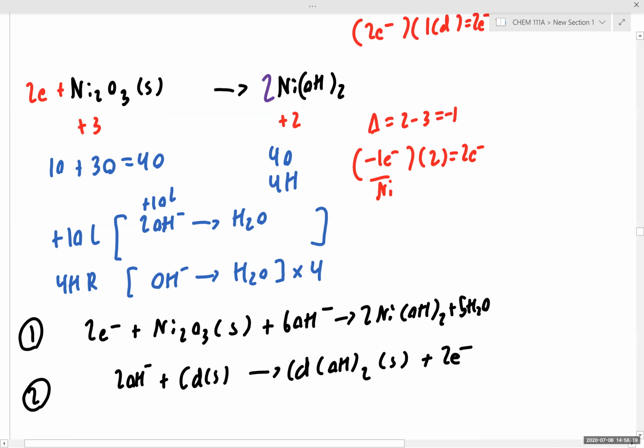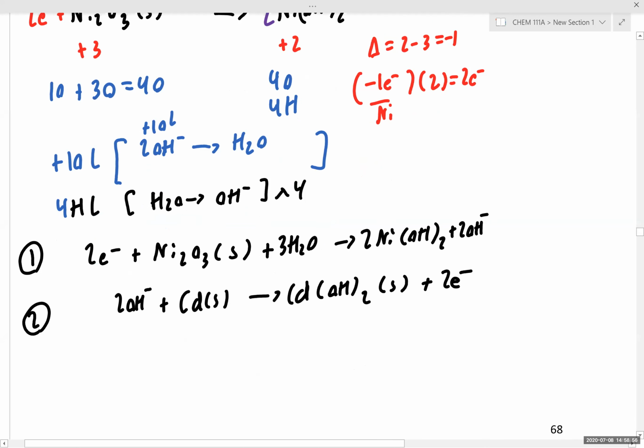Wait. Let's look at this equation one more time. Oh, sorry, this is reversed. We need 4 hydrogens on the left. So we need the following pair of H2O to OH minus times 4. So that gives us the following equation. So we get 3 H2O on the left and 2 hydroxide on the right.